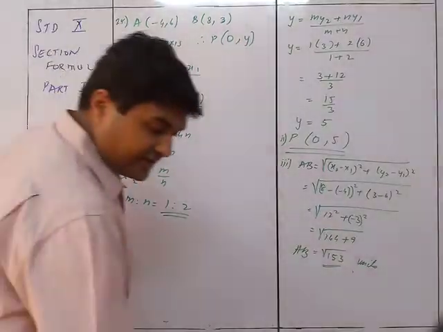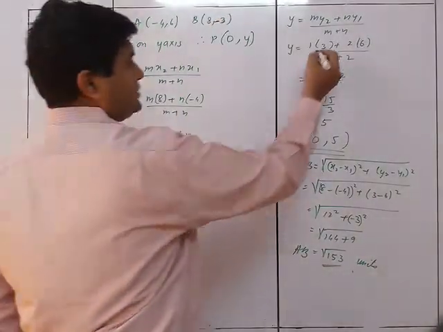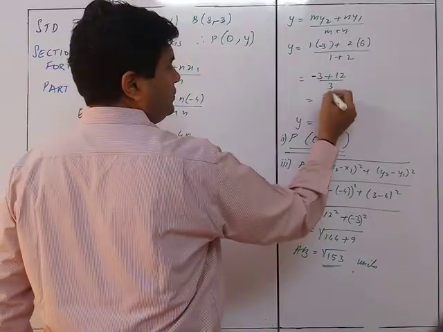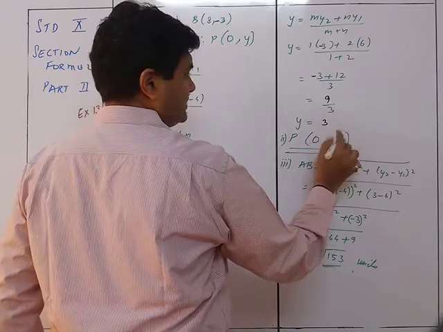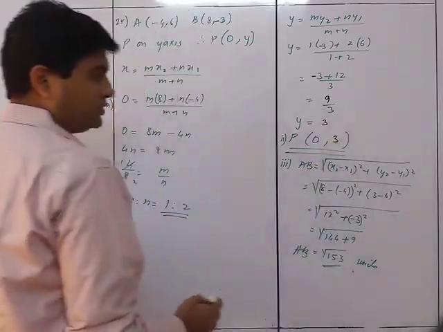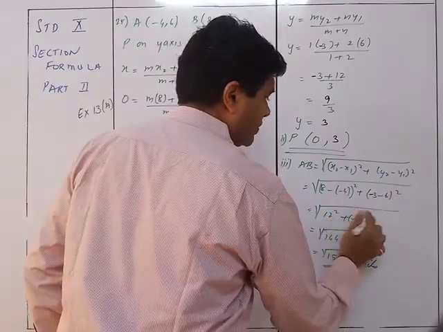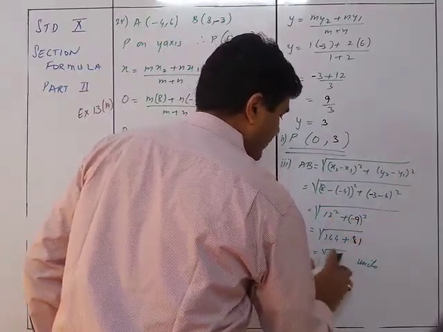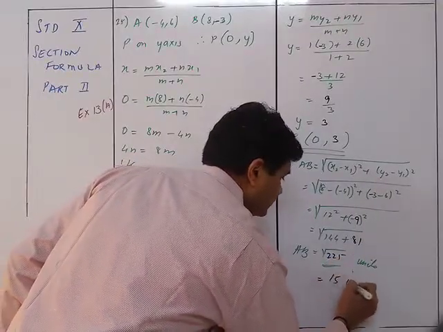The question says it's minus 3. So it's minus 3 over here. So this is 9, therefore this is 3 out here. Okay, so that's the difference over here. Similarly over here it's minus 3, so here it will be minus 9. So it is 81, so that is 225, therefore it equals 15 units.